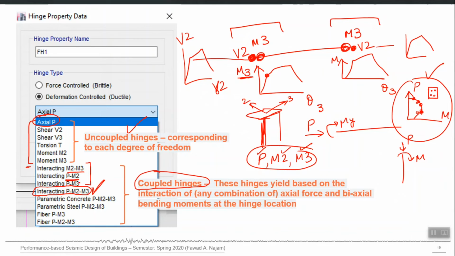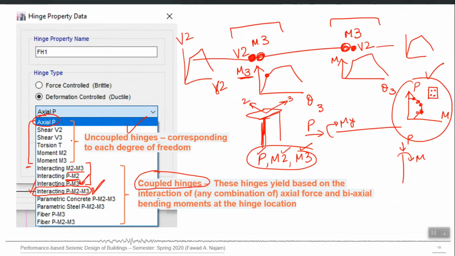PM3 hinge, this one can be given to a uniaxially loaded column in which you want to have only M3 bending moment, no M2 bending moment, and you want to include the interaction with axial load. But more comprehensive is this one which I encircled. For any general 3-dimensional column, you should give this hinge.